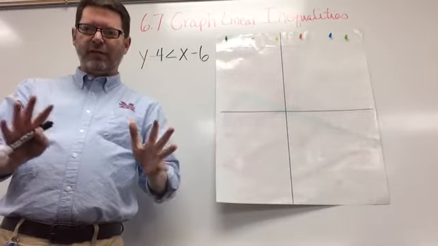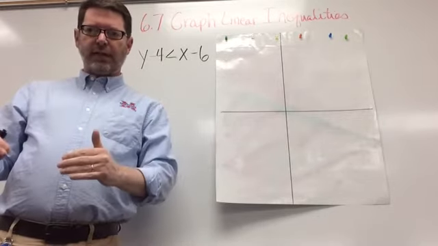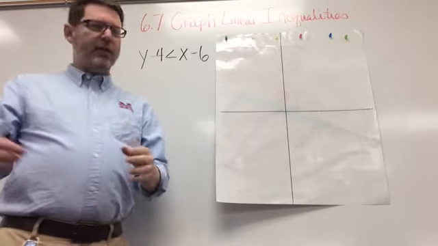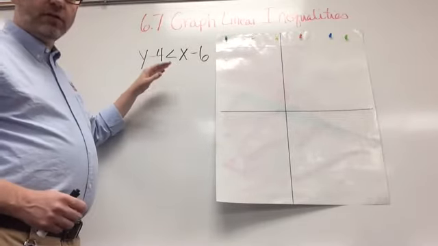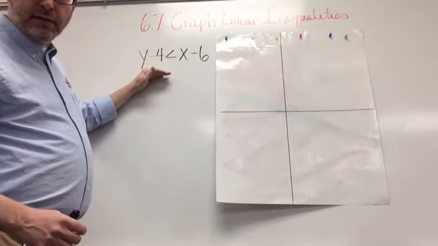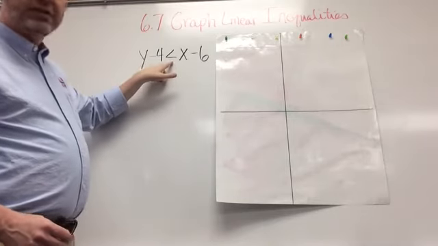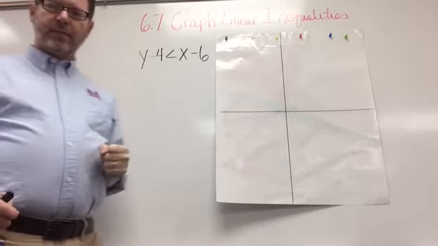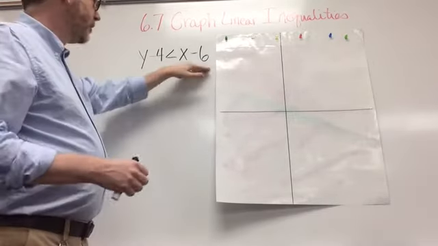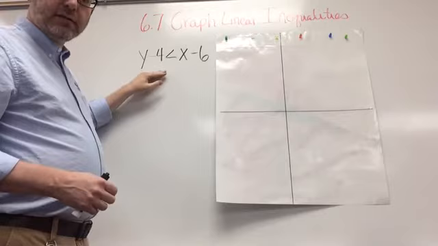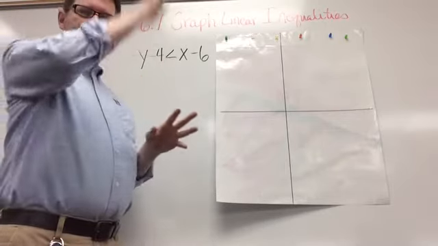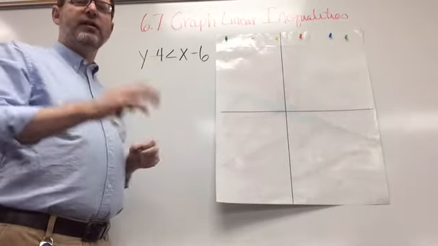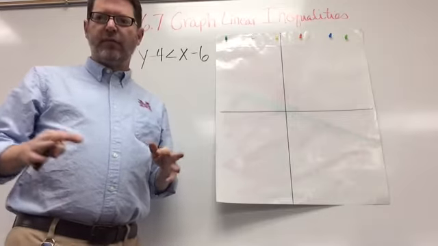Now, if you don't like to graph that way, you can graph it any other way. You can create a table, whatever you want to do. Then you're going to actually graph the line. Make sure you know if it's dotted or solid. And then you're going to test a point to see if that point is a solution to this inequality. If it is, shade the area where that point is. If it's not, shade the other area where that point is not.